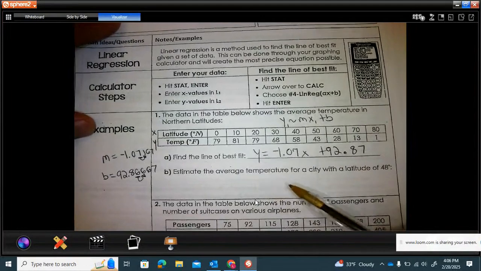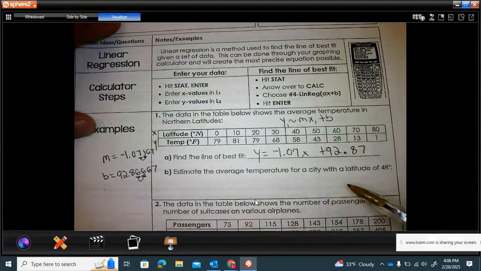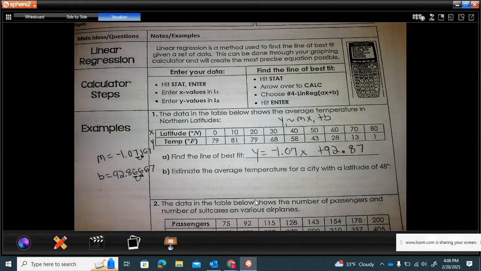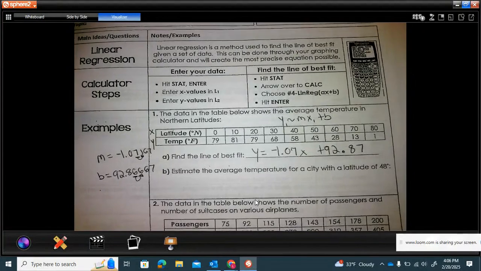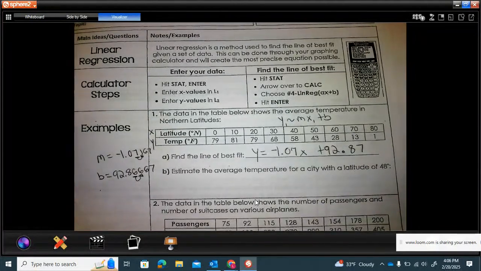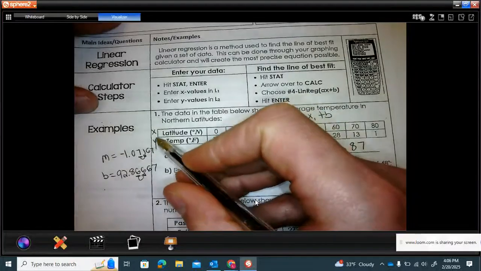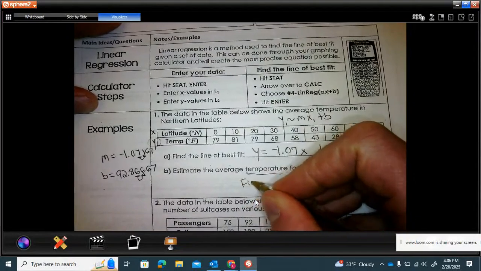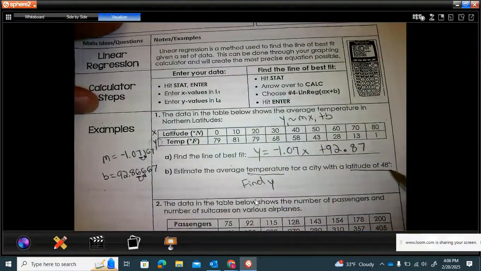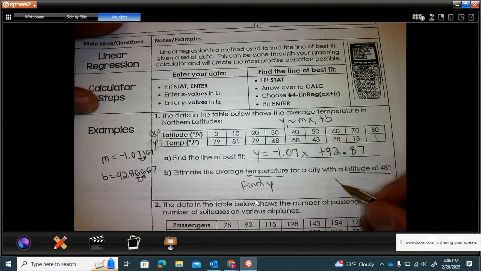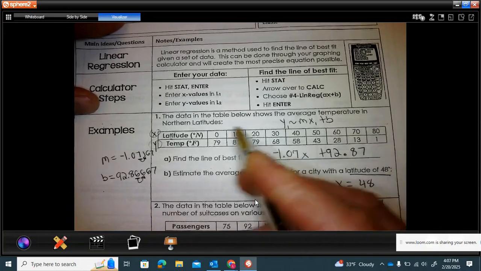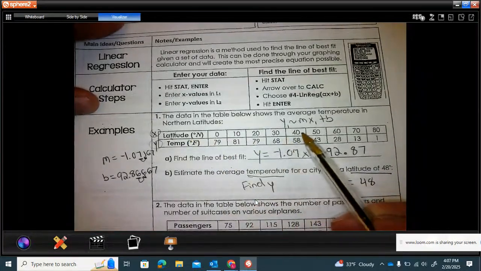And then it says estimate the average temperature for a city with a latitude of 48. So this is a totally different question. First thing is, can you find the line of best fit? That's part 1. Part 2 says, can you then use your equation to calculate the average temperature? Temperature we called y. So it's basically saying find y when x, because latitude represented x, is 48.